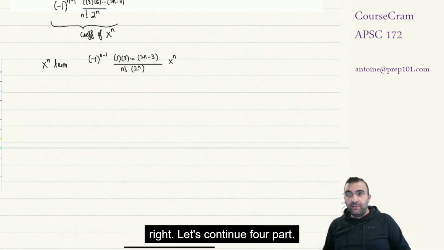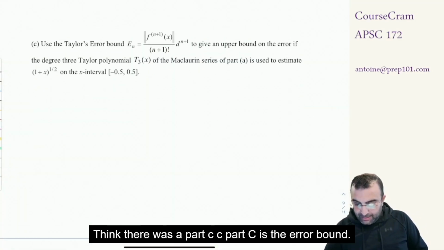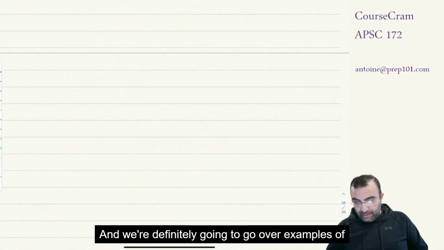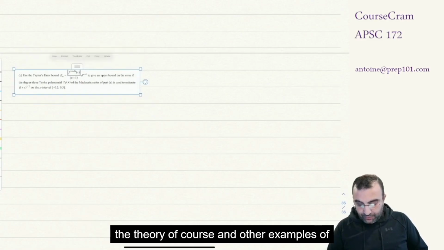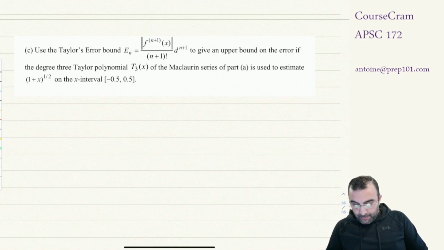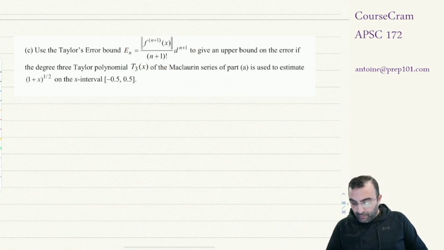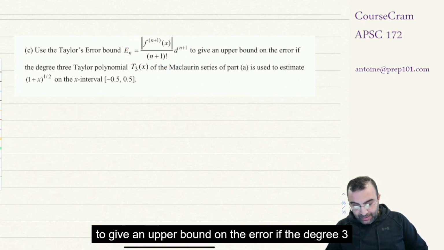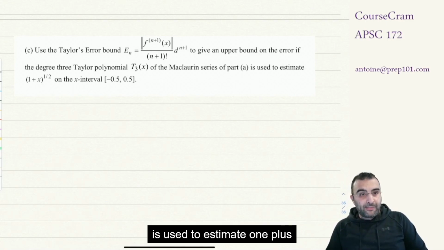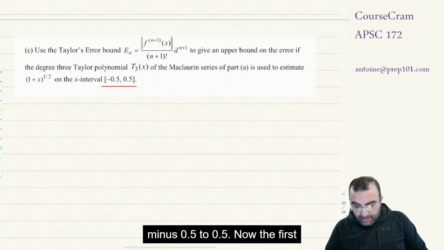Right, let's continue. I think there was a part C. Yes, part C is the error bound, and we're definitely going to go over examples of the theory, and other examples of the error bound. So use Taylor's upper bound error. To give an upper bound on the error, if the degree 3 polynomial is used to estimate (1 plus x) to the half in the interval minus 0.5 to 0.5.